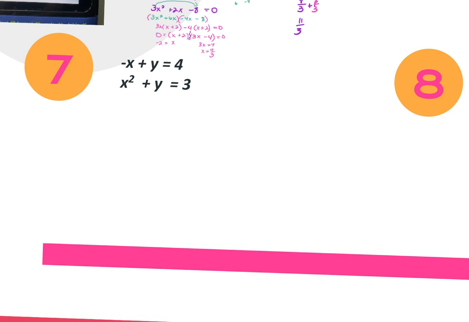All right, so 7, same set of instructions. You want to solve using substitution. So I want to pick one equation and one variable. Which one would you pick?